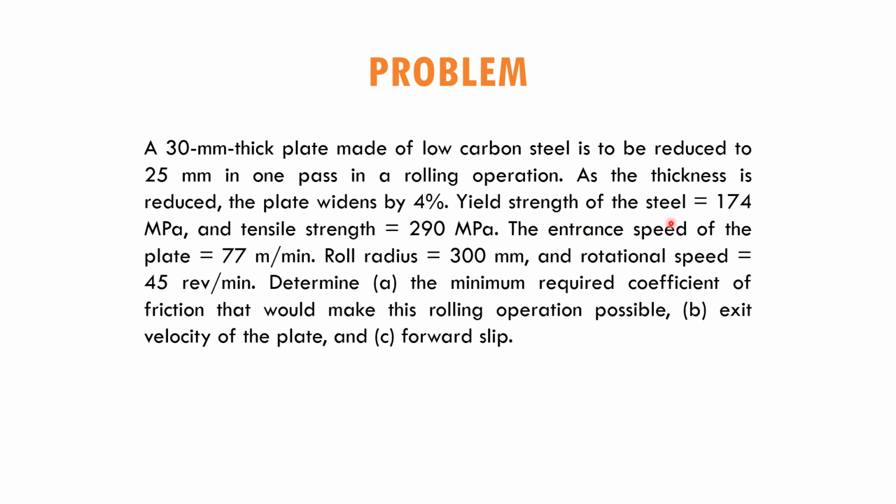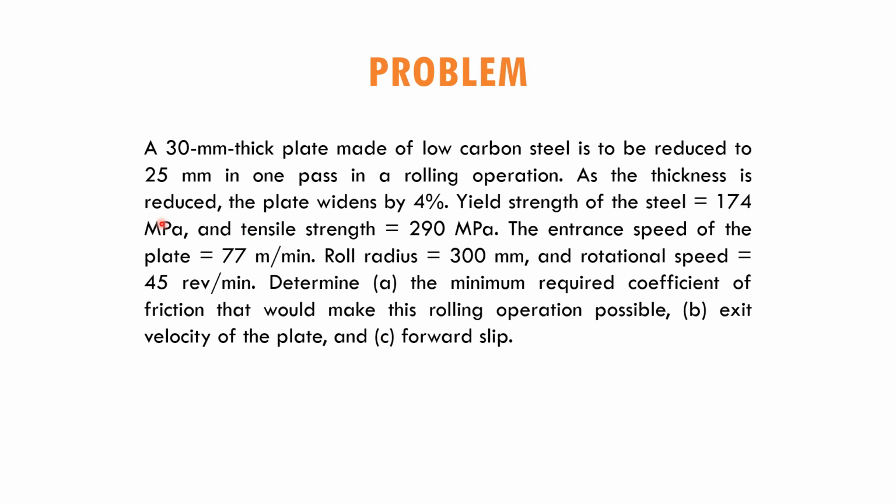The yield strength of the steel is equal to 175 MPa, and the tensile strength is equal to 290 MPa. The entrance speed of the plate is 77 meters per minute, the roll radius is 300 mm, and the rotational speed is 45 revolutions per minute. What they want is, A, determine the minimum required coefficient of friction that would make this rolling operation possible, B, the exit velocity of the plate, and C, the forward slip.